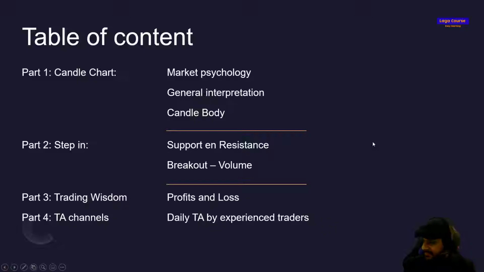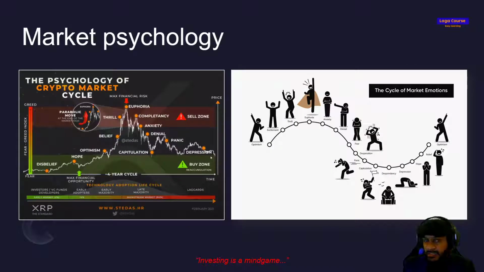Let's continue. Table of content. I've decided to divide this chapter in four parts. The first part we're gonna discuss the basics of basics, the candle chart. The second part we're gonna discuss when it's a good way to enter a certain asset. And the third part, we're going to talk about some trading wisdoms. And the fourth part, we're going to discuss some good technical analysis researchers. All right, let's hop in.